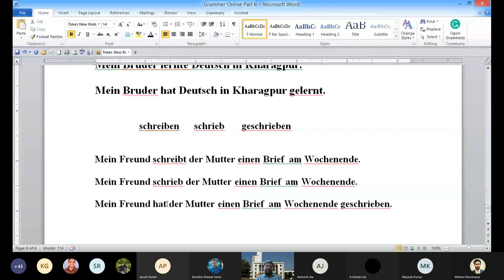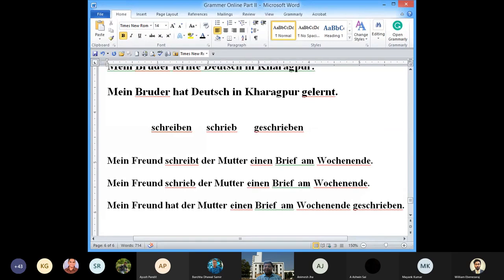If it is ich, then it will be habe. If it is du, it will be hast. If it is plural, like die Studenten, then it will be haben. So this will keep on changing depending on your subject. And then einen Brief am Wochenende, the rest of the things will come. And geschrieben, the third form of the verb, will always be at the end. So you have to keep this in mind. Okay, now please ask if you have any doubt related to this.